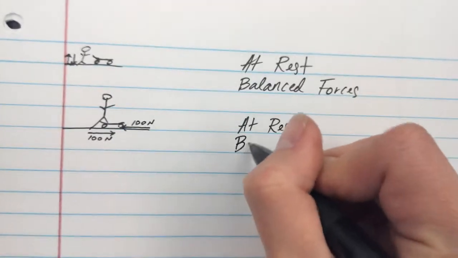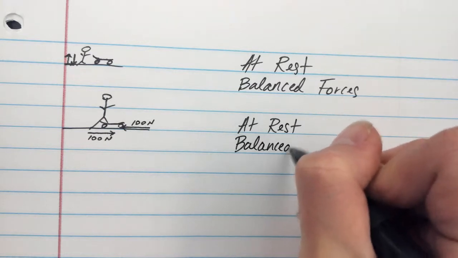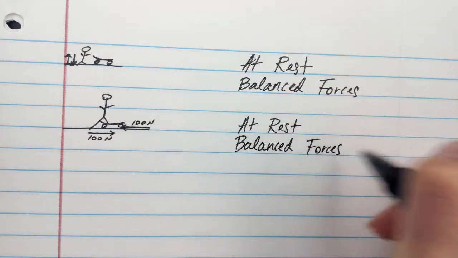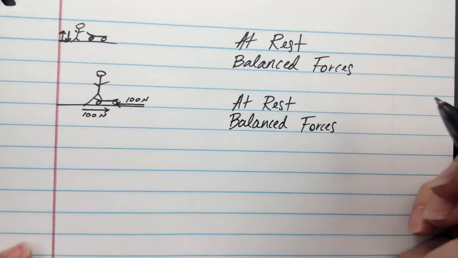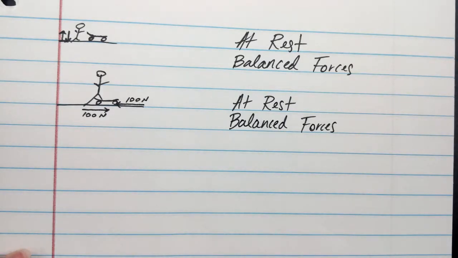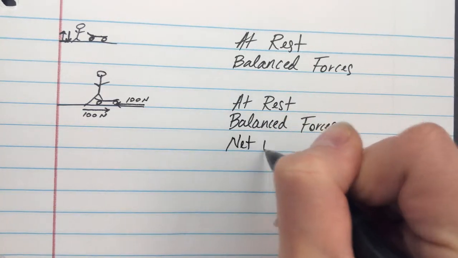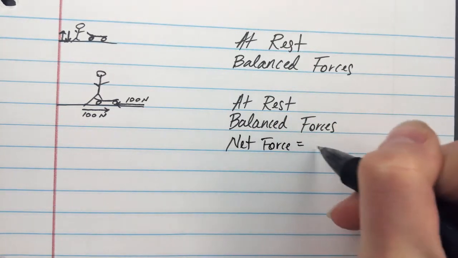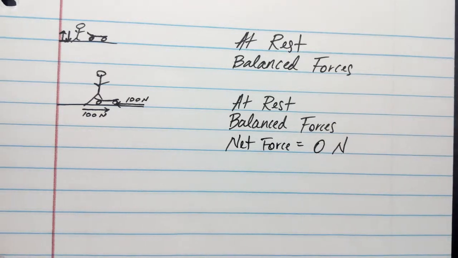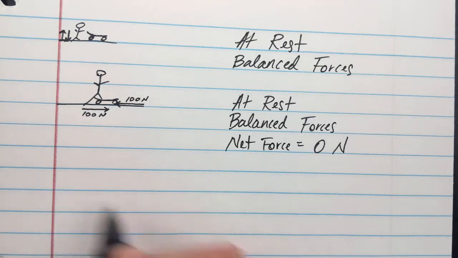This is called balanced forces. And mathematically, y'all already said the answer. The net force is 0 newtons. Nothing. He's not moving. Makes sense? Everybody cool?